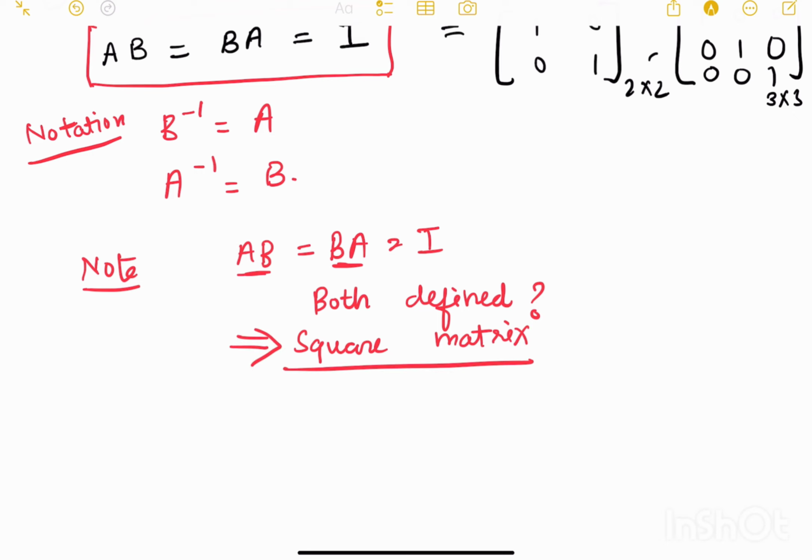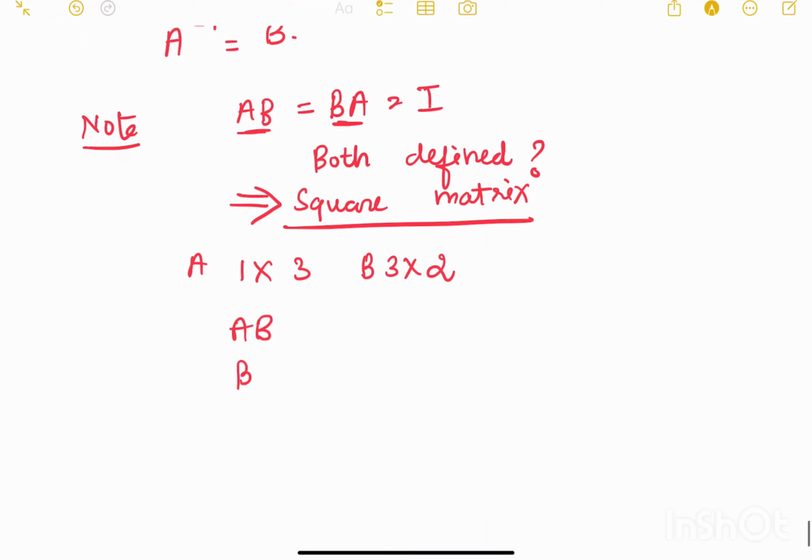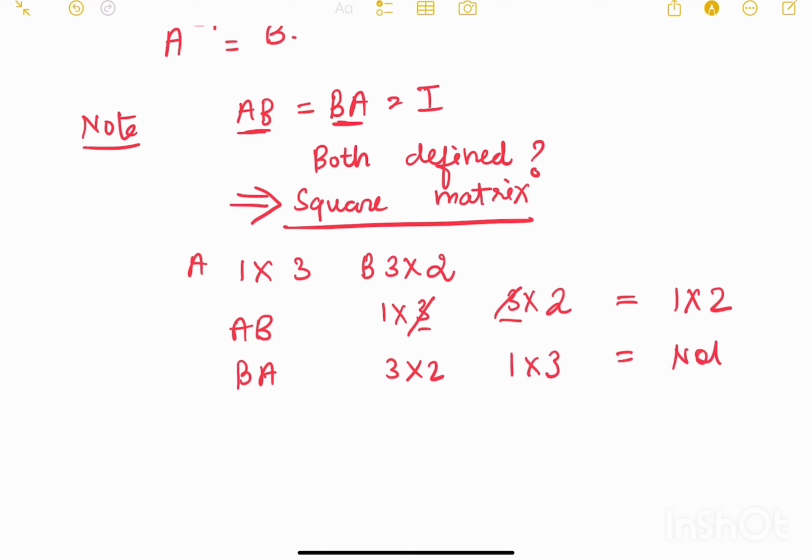Why is it so? Because, for example, if I consider my A matrix to be of the order 1 cross 3 and my B to be 1 cross 2, now just check whether my AB and BA are defined. For AB, we will write the orders side by side. We cancel out the common element and we get the resultant matrix as 1 cross 2. Now what about BA? BA again, we will write the orders side by side. Now just focus that this is not defined. Why? Because, if you have watched my previous lecture, this 2 is not equal to my 1.